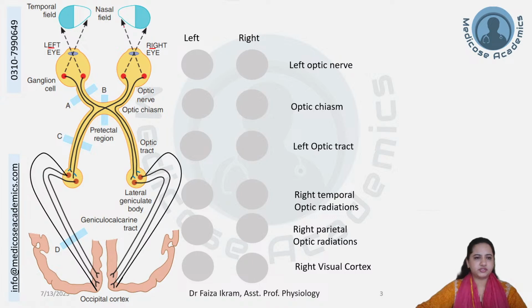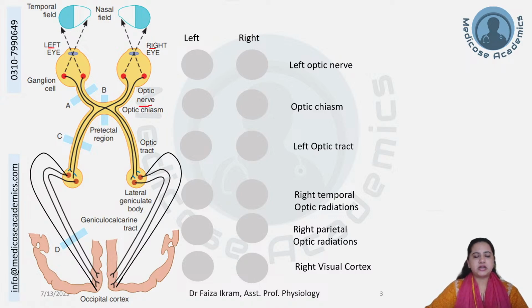The nasal half of vision is carried by the temporal fibers of the retina, whereas the temporal field of vision message is carried by the nasal fibers of the optic nerve. Once the nerve leaves the retina, it has representation of both fields of vision, nasal and temporal. It has both the fibers from the nasal half of the retina and the temporal half of the retina.